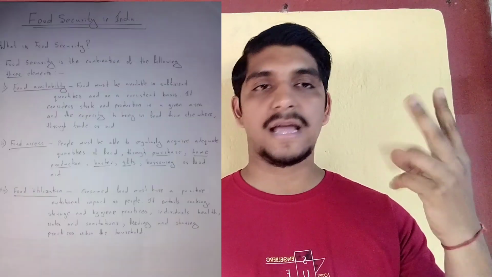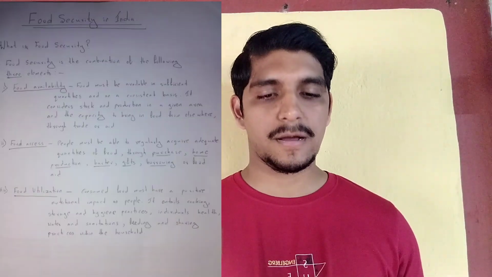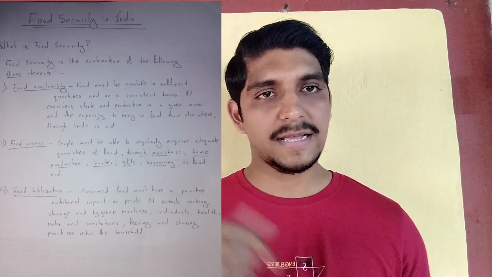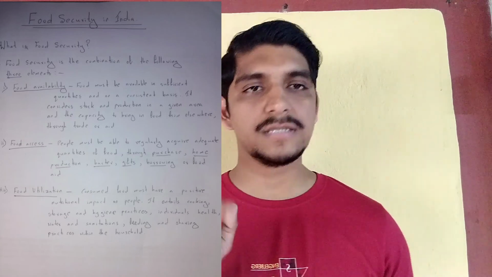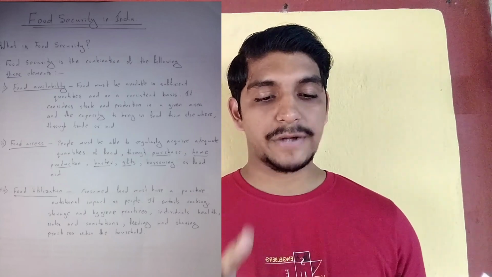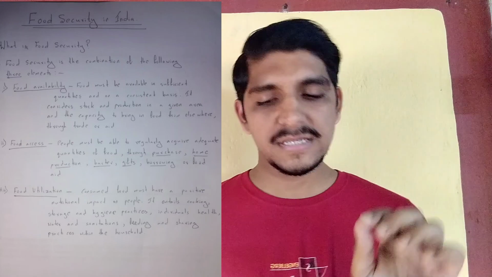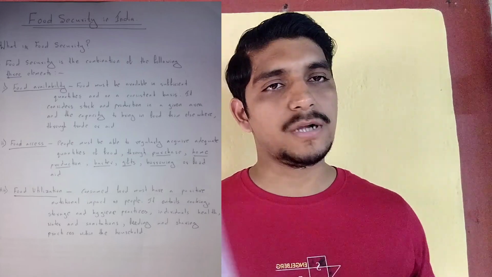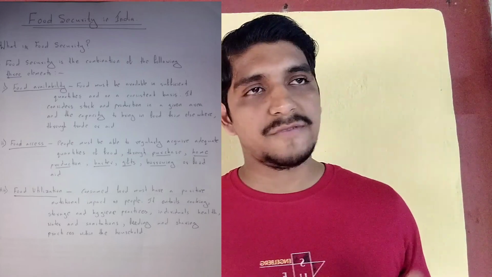If you ask me to explain this food security definition in three crisp points, I will tell you. The three main points are food availability, food access, and food utilization. First I will read through the lines and then I will explain. The first one is food availability. Food must be available in sufficient quantities and on a consistent basis. Food must be available at all times in India and in sufficient amounts.